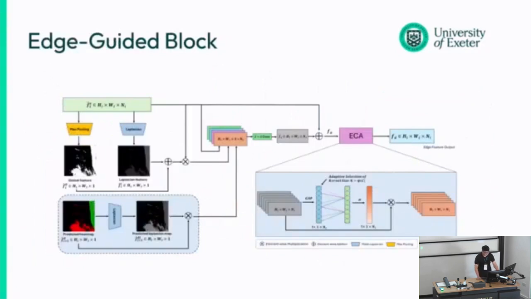Next is the details of the edge-guided attention module, which is one of the core innovations in our design. The resulting edge masks are then used to guide the attention block during feature fusion, ensuring that the important objects' boundaries are preserved during decoding.